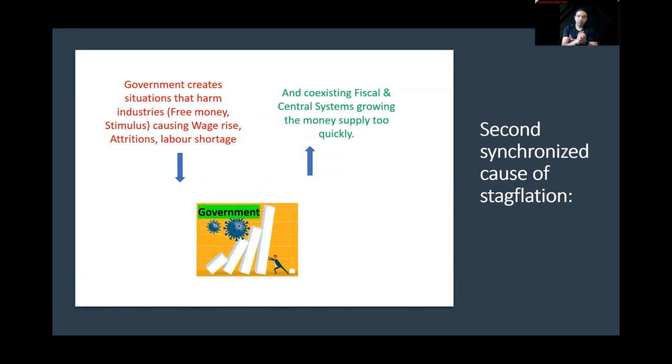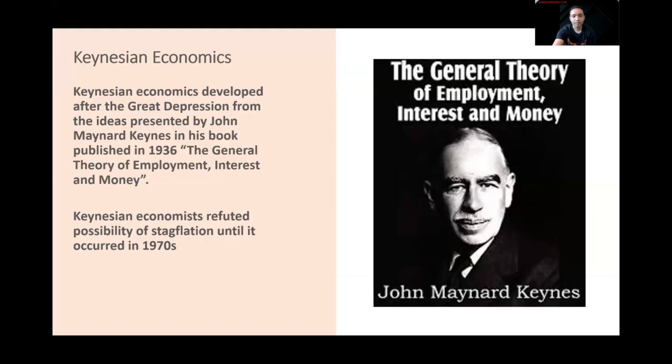Now the other part, which is the other lever, is coexisting fiscal and central systems growing the money supply too quickly, too fast. Fiscal is nothing but acts by government, and central systems are the central banks, growing the money supply too much. There is too much liquidity in the system. Money supply is circulating too much. It could be on and off. It doesn't have to be high all the time. And this kind of synchronized thing causes stagflation. Now, these are the two broad causes that can cause stagflation.